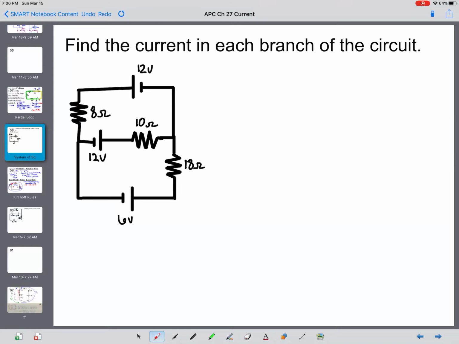We want to find the current in each branch. There are 3 different branches. One branch is up here.